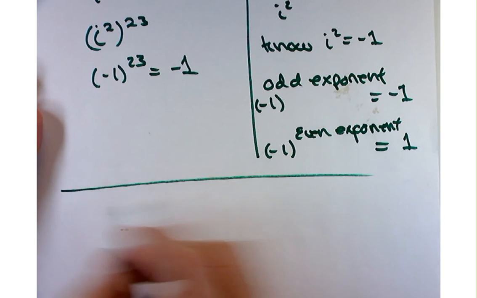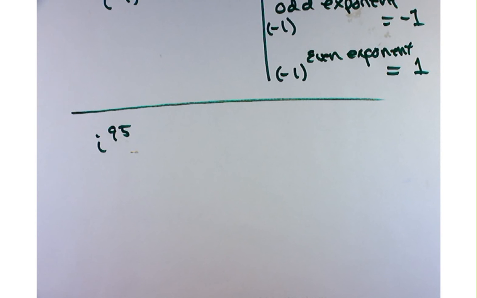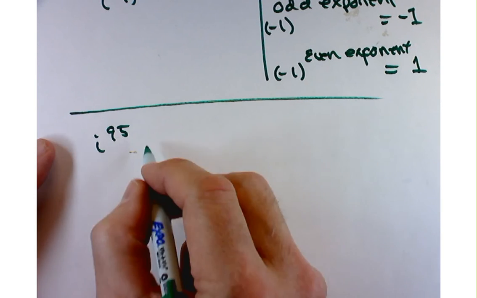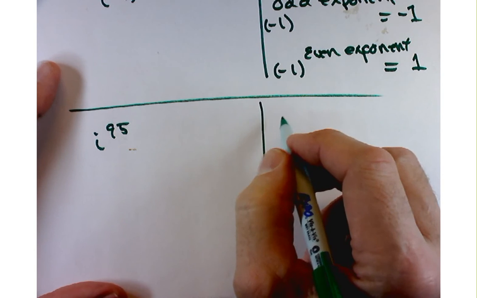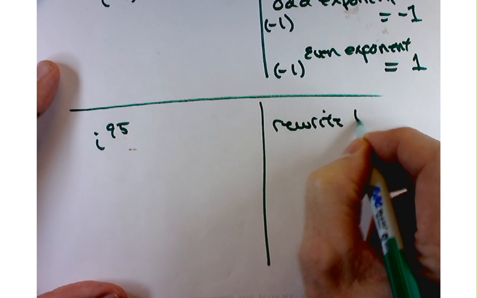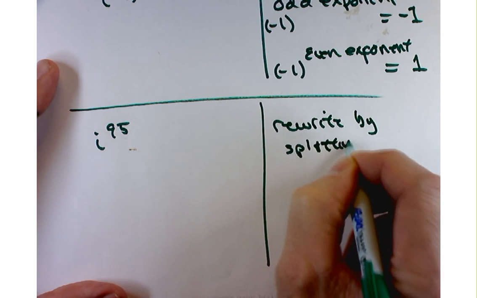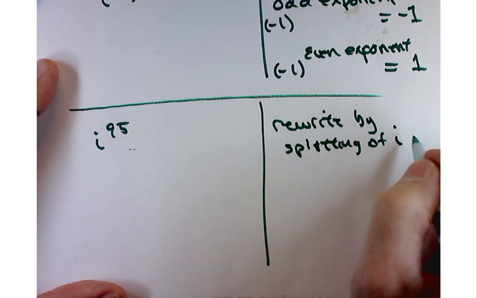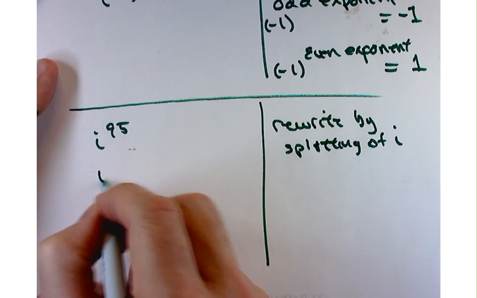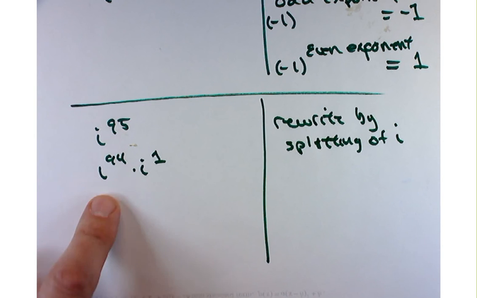I don't do it that way anymore. I used to, because here you've only got to remember one thing. What if you have i to an odd power to start with? That's a little bit more challenging, but you're going to start by rewriting by splitting off i. So that would be i to the 94th times i to the 1st. And then you're just going to work with i to the 94th the rest of the way.